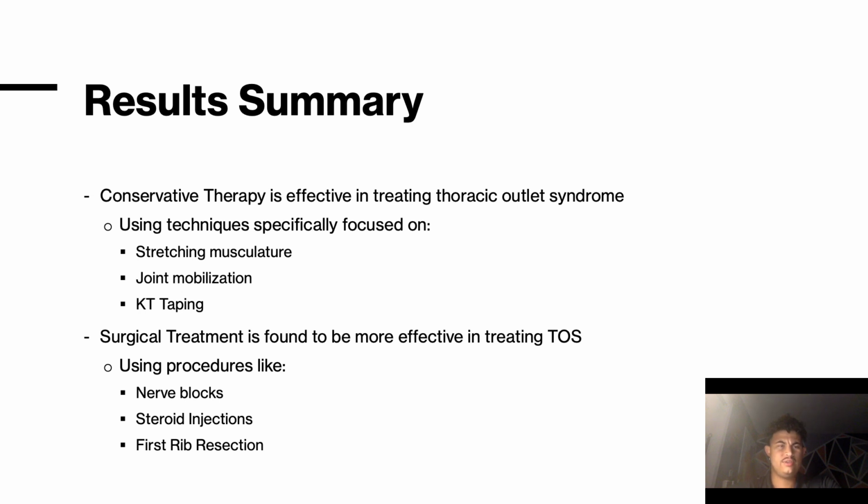So here's an overall summary. Conservative therapy is effective in treating thoracic outlet syndrome using techniques specifically focused on stretching musculature, joint mobilization, and KT taping. Surgical treatment was also found to be more effective in treating TOS than conservative treatment using procedures like nerve blocks, steroid injections, and first rib resections.